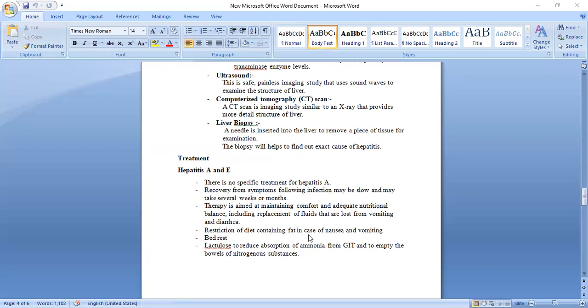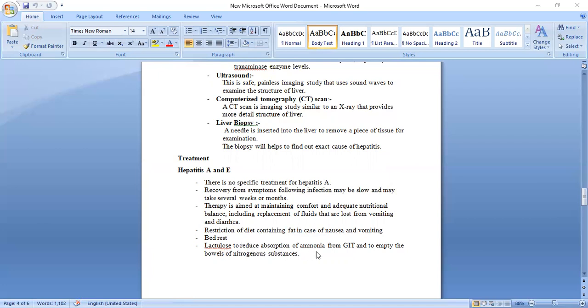Restrictions of diet containing fat. We should not take oily food material. Okay, a simple diet we have to maintain. Fruits, juices, isn't it? Rice, dal, like that. No fatty material, no oily material. Okay, full strict restriction, because it causes nausea and vomiting sensation again. And take bed rest.